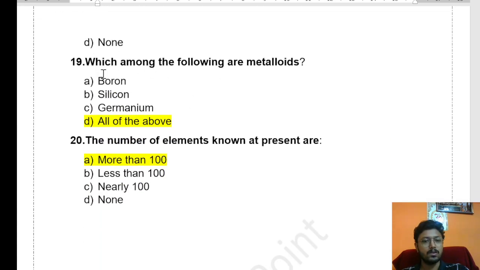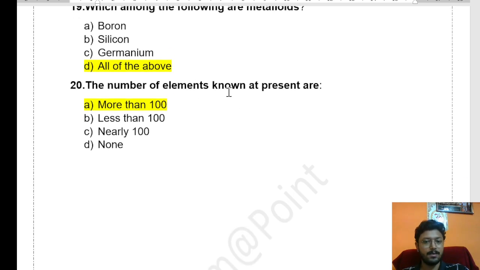Okay. So which among the following are metalloids? Boron, silicon, germanium. The answer is that all three are metalloids, that means all of the above. The number of elements known at present is more than 100. Getting my point? More than 100. Right now, 118 elements are there in the periodic table. So according to this option, more than 100 is the correct answer.